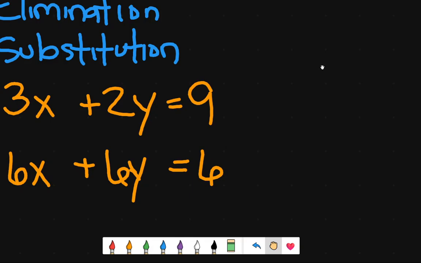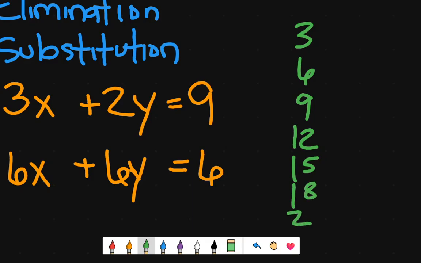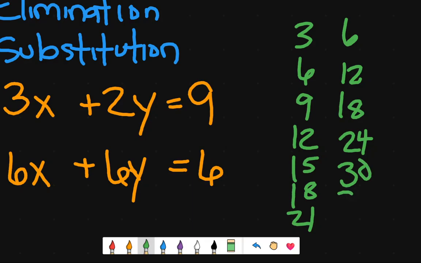The first thing that you must be able to do is know your least common multiple between 3 and 6. So remember your multiples of 3. Your multiples of 3 are 3, 6, 9, 12, 15, 18, 21, 24, and so on. And then your multiples of 6 are 6, 12, 18, 24, 30, 36, and so on.